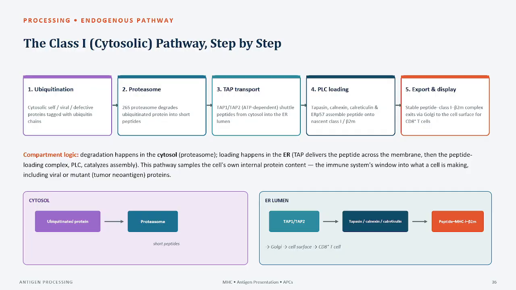T lymphocytes. So the degradation occurs in the cytosol via the proteasome, loading occurs in the ER lumen via the PLC and the TAP transporters.